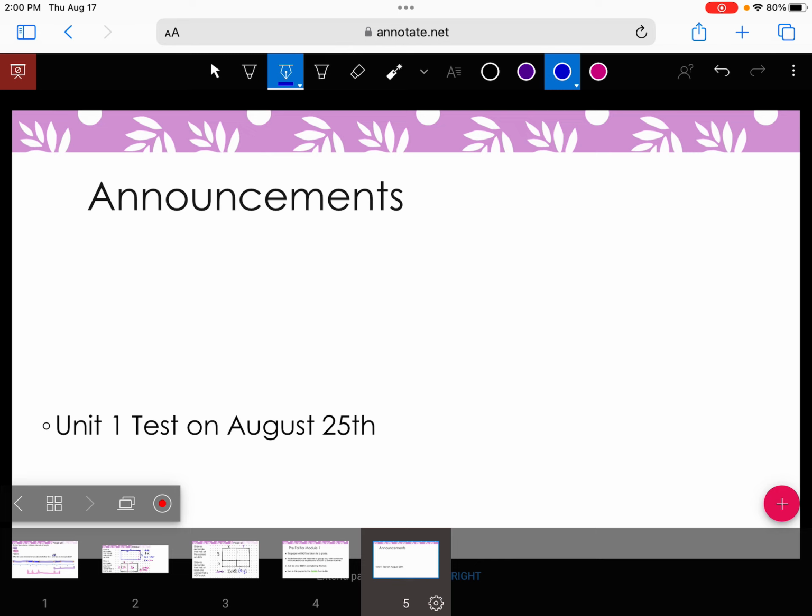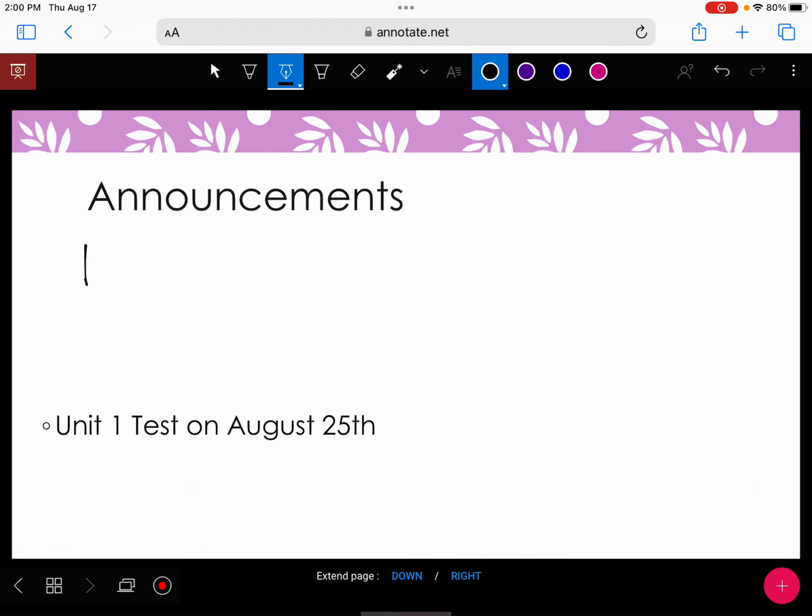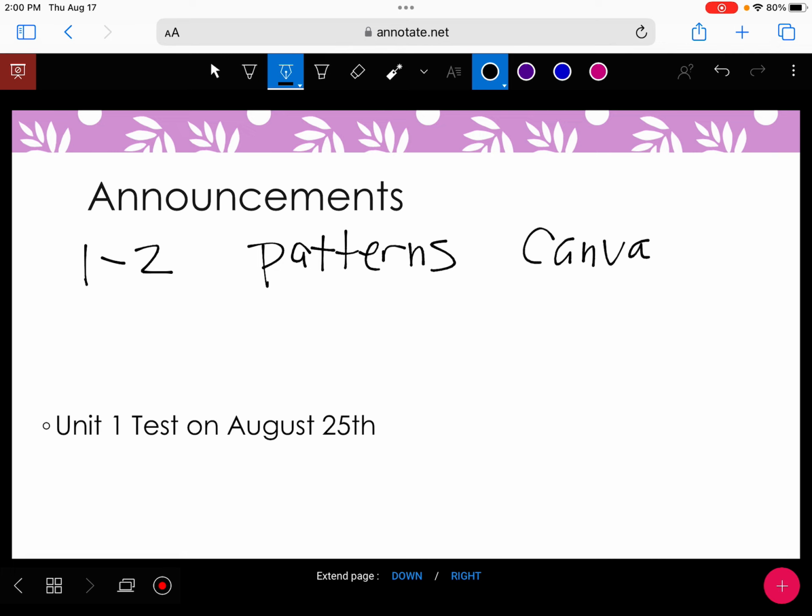So you guys, if you haven't done homework 1 or 2, I've gotten, I think, most of homework 1 in. Homework 2, I've gotten very few of them. So work on those now. They're on Canvas. I'll put that up here. 1.2, which is patterns. It's on Canvas. So work on that. If you have not done that yet, please do so. Ooh, my screen's going to turn off. Okay, so you guys have the rest of this time.